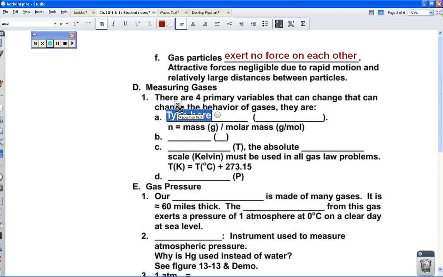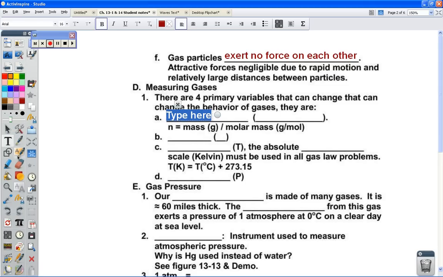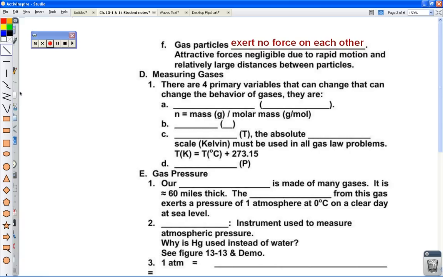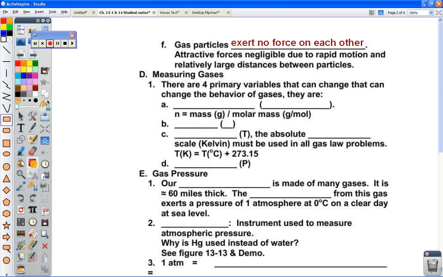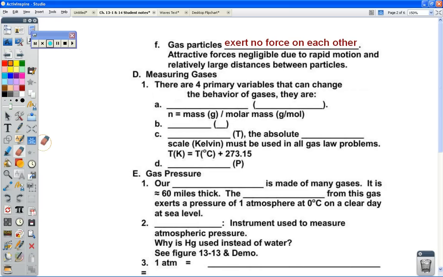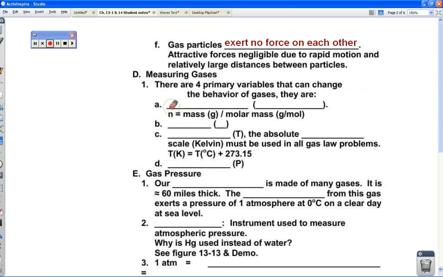Okay, there are four primary variables that can change. Then that's written twice. That can change. Ignore, in fact, let's cover that up because that's just ugly. So let's do that. And that, and that, and cover that up. And that, that's just, I don't like that, that's ugly. Okay, there are four primary variables that can change behavior of gases.